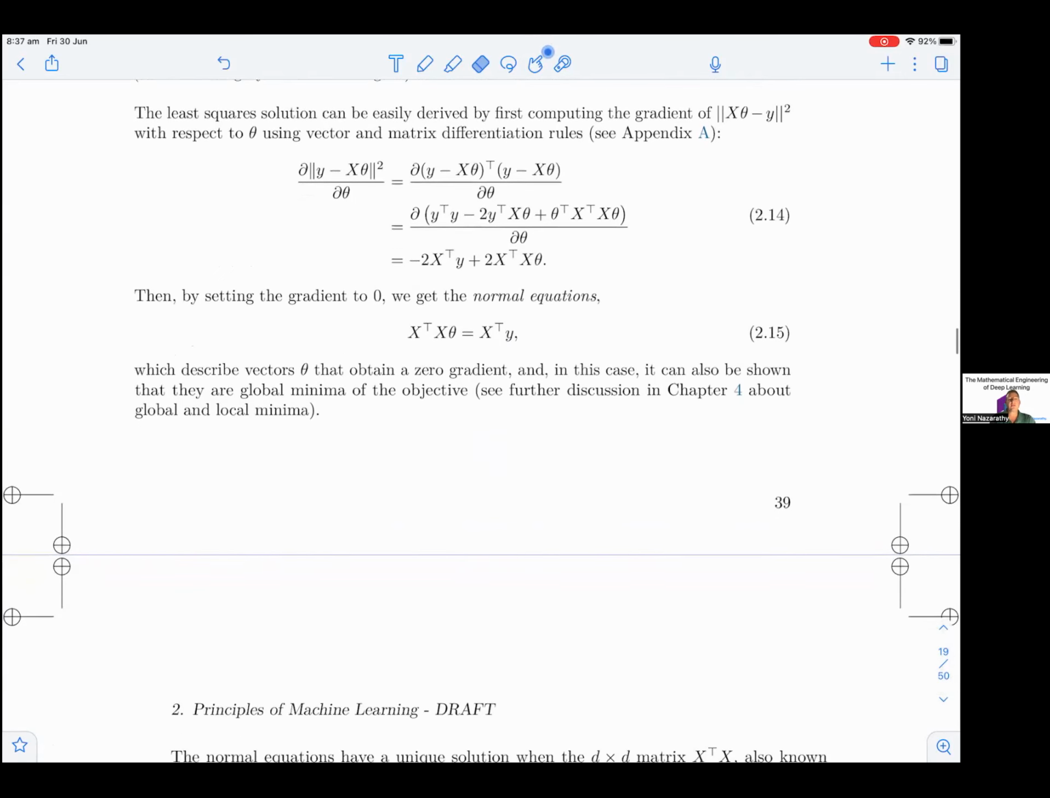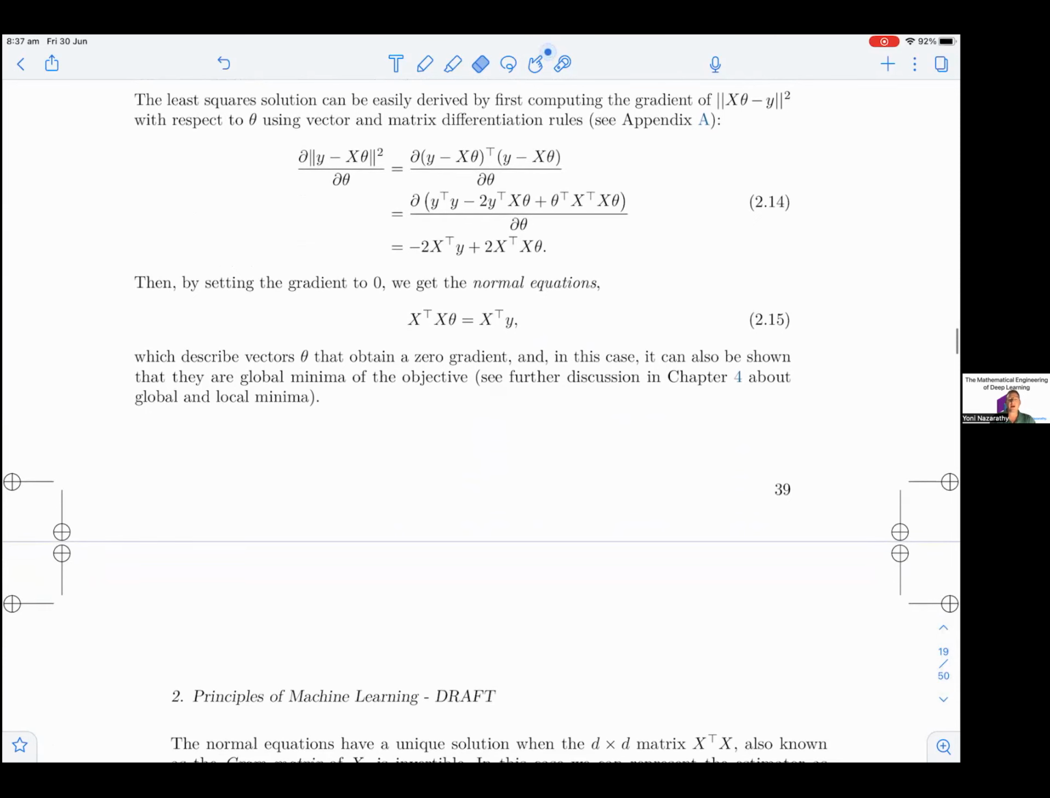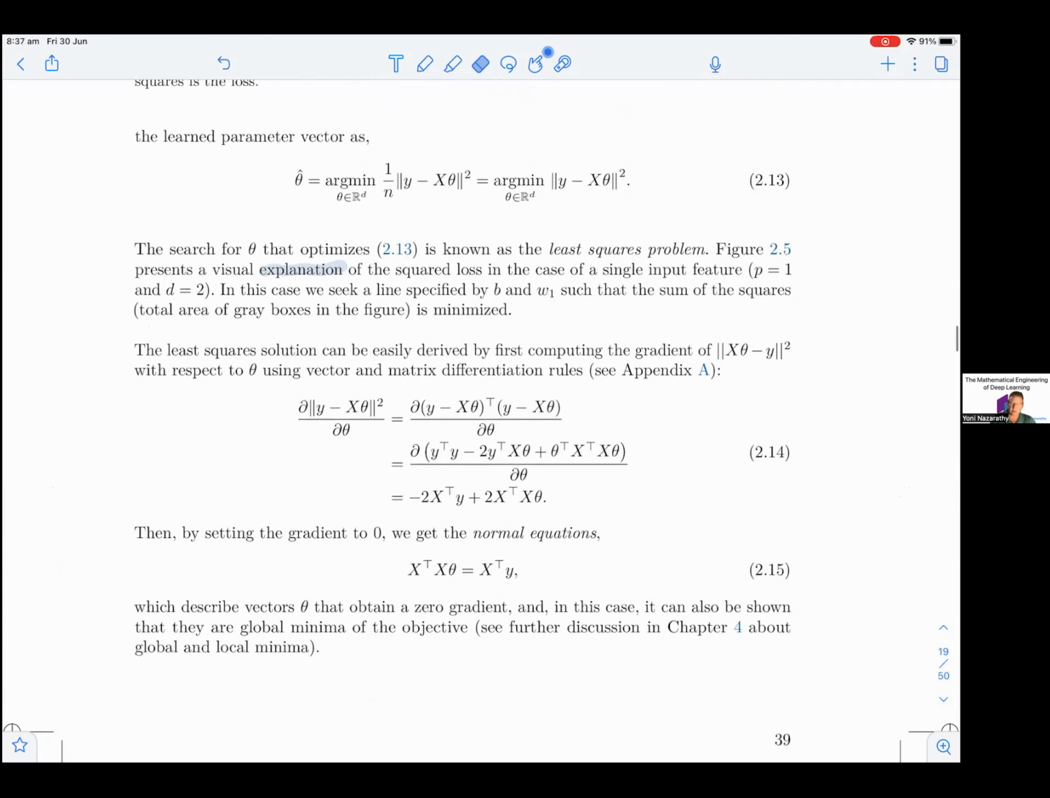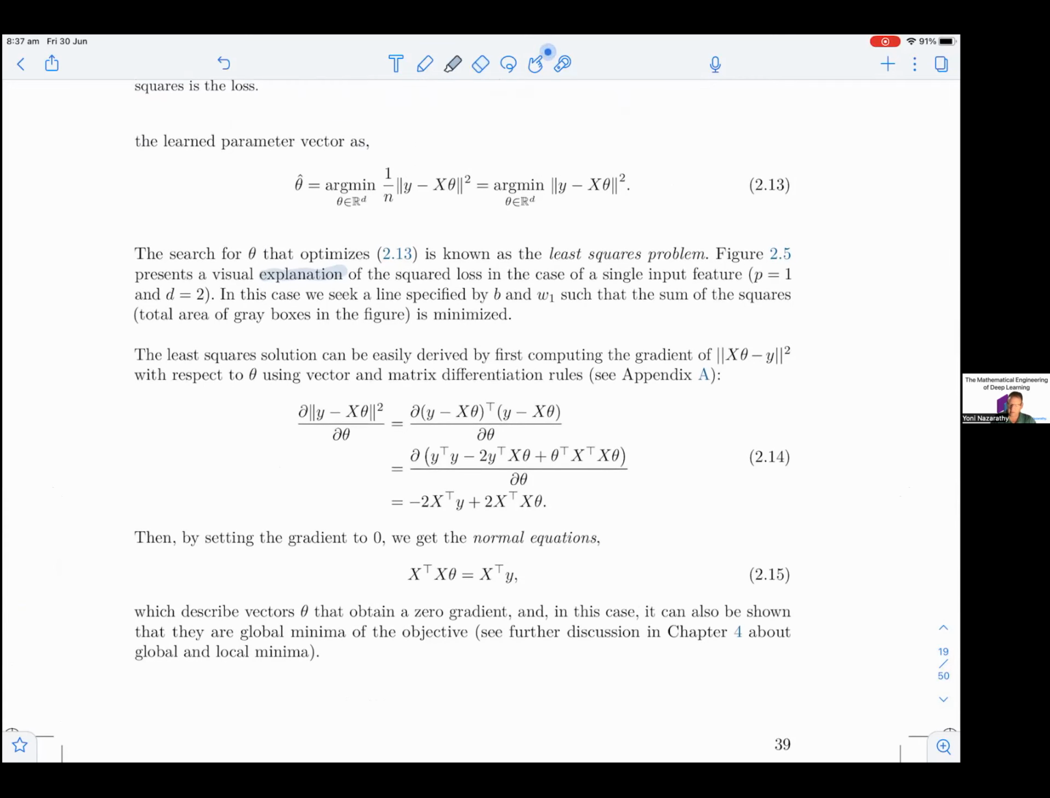The least squares solution can be easily derived by first computing the gradient of the squared norm of X theta minus y. So we want the gradient of this thing. These two expressions, we change the order inside, but that doesn't matter.